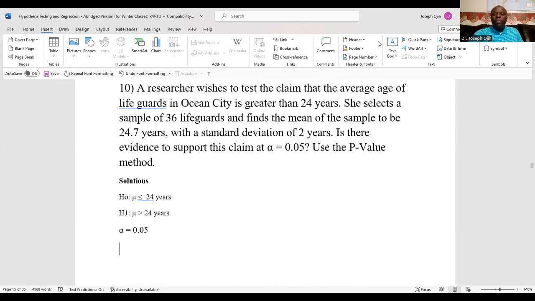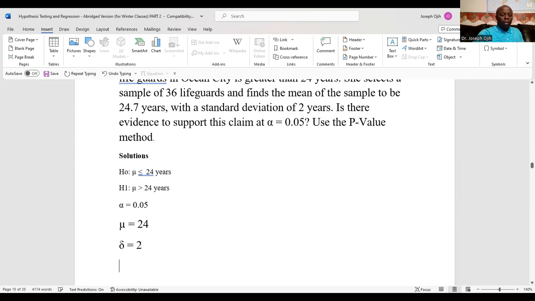So again, now let's use the values we'll put in the equation. Mean is 24 years. Standard deviation equals 2 years. Sample size n equals 36 lifeguards. They selected 36 lifeguards.